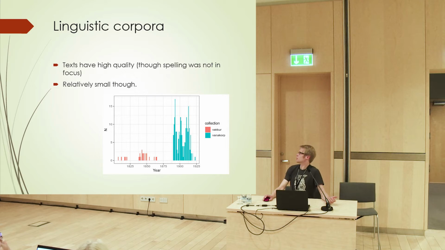So here we can kind of see over time where this text would be if we're interested in 19th century spelling variation. So there's, well, 2 texts in 1845, and there's 15 texts in 1905. So there are some texts, but it's not that big.